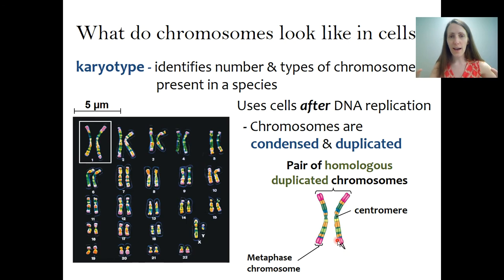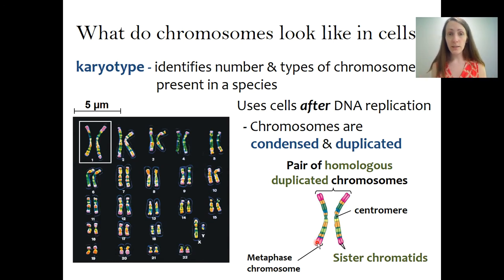So what we don't have is 4 chromosomes. We have 2 duplicated chromosomes. Each chromosome right now consists of 2 sister chromatids. So sister chromatids are identical to each other, exactly the same. They are the product of DNA replication. These 2 chromatids compared to these 2 are non-sister chromatids.